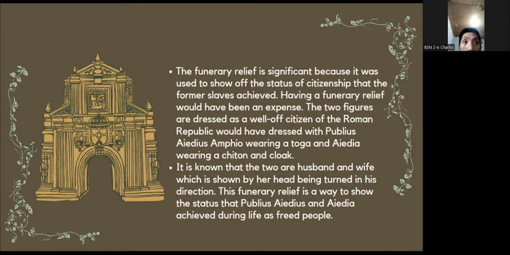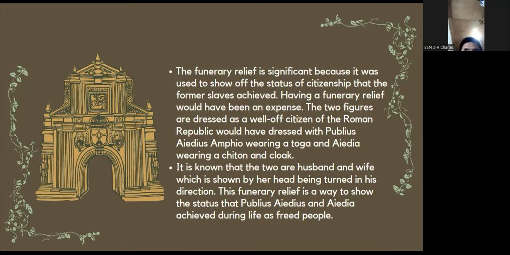The two figures are dressed as well-off citizens of the Roman Republic would have dressed, with Publius Aedius Amphio wearing a toga and Aedia wearing a chiton and cloak. It is known that the two are husband and wife, which is shown by her head being turned in his direction.